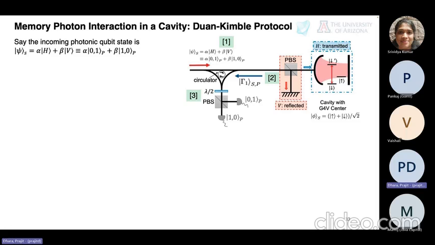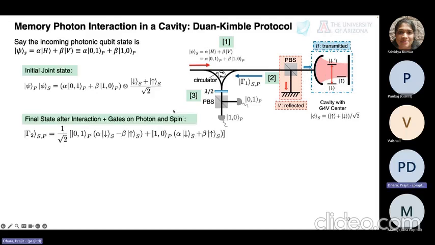Let's say your incoming photonic state is alpha H plus beta V, or alpha 0 1 plus beta 1 0. Now, if I build a system where I have a polarizing beam splitter and I say that this beam splitter separates my H and V and I only let the H part interact with the cavity, my V is simply reflected. My initial joint state is this, nothing has happened, and my after interaction joint state, my H component is the only thing that picks up a phase in the spin-up state, and my V component doesn't pick up a phase.